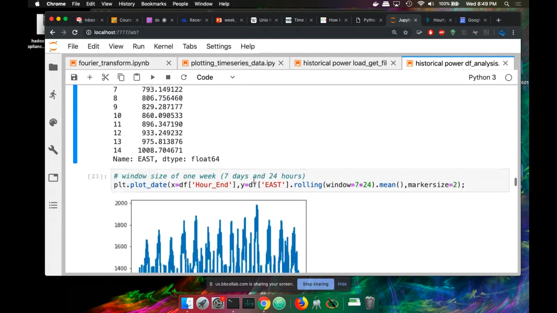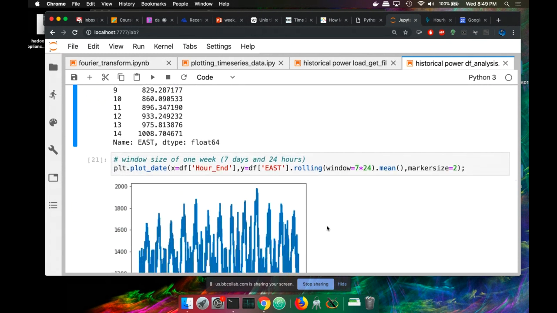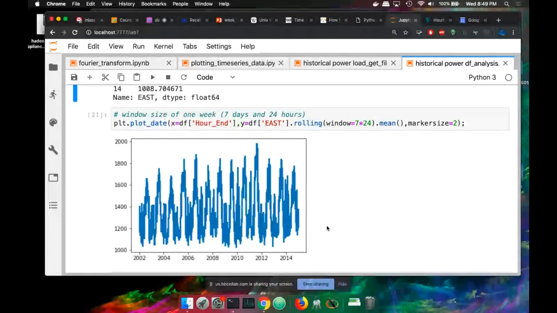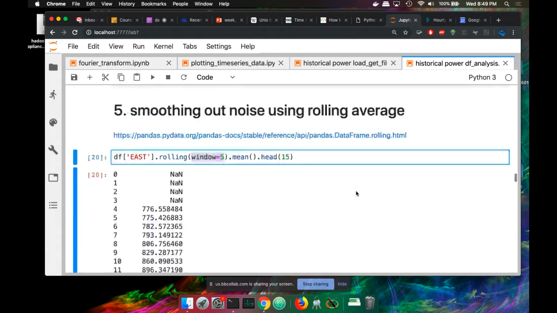Okay, so what does that get us? Well, let's take our full few decades worth of power data at the hour resolution. Remember, that was super noisy up here. Let's go back to our initial plot.